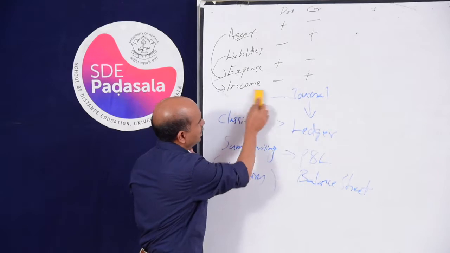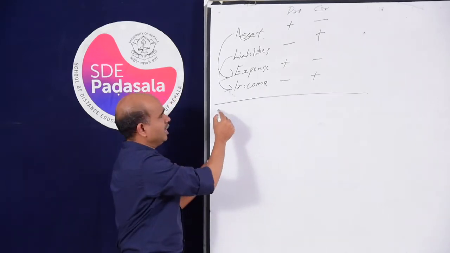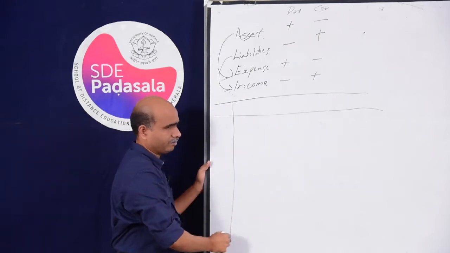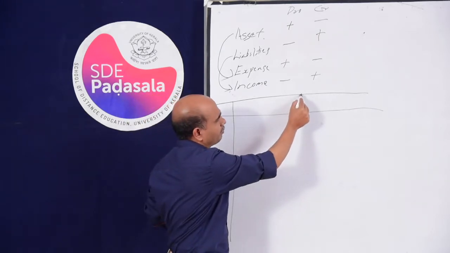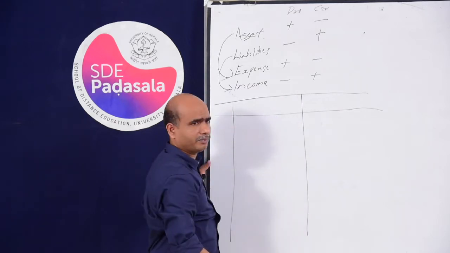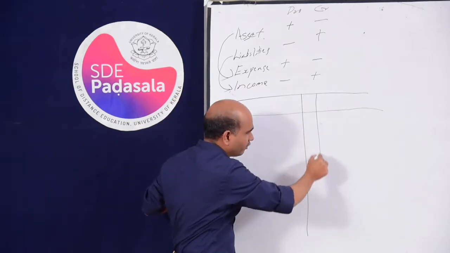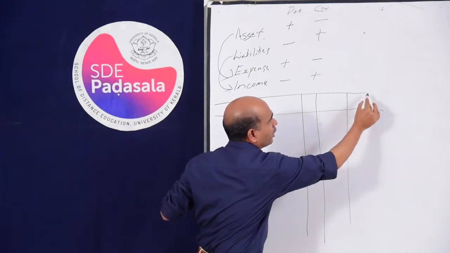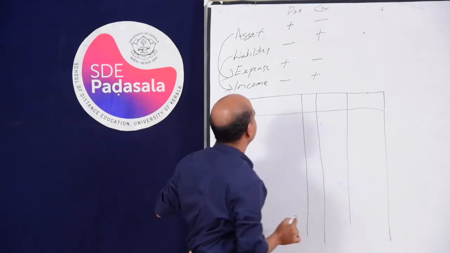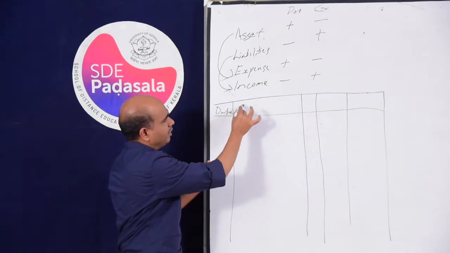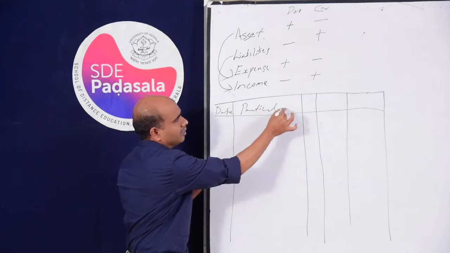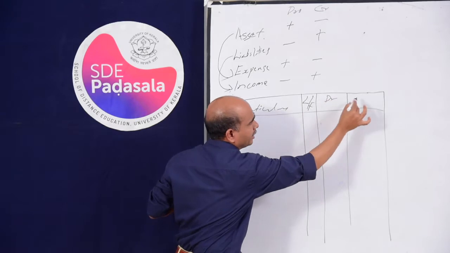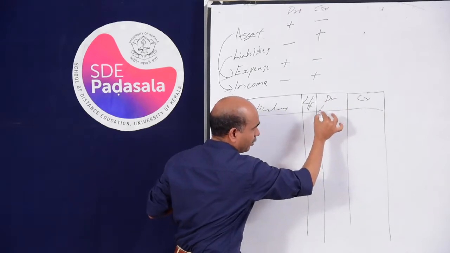Journal has a separate form. On the left hand side, there is a date column. After that, there is a particulars column. Then there is a ledger folio column and two amount columns on the right hand side. Date, particulars, ledger folio, debit, credit, amount.